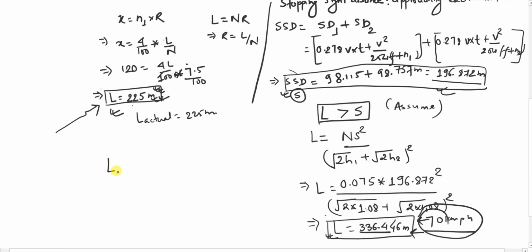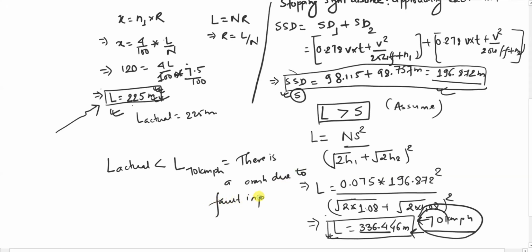So since L actual is less than L required for 70 kmph, right? Then you can say that there is a crash due to fault in posted speed.